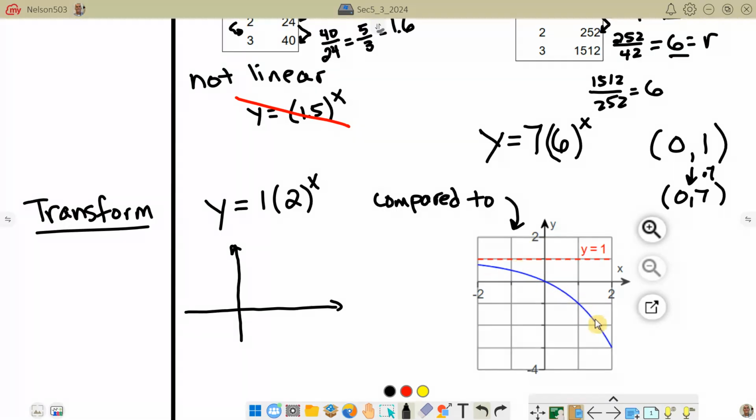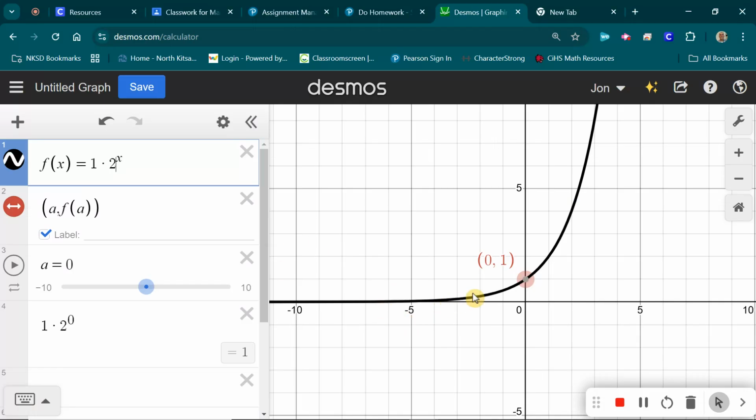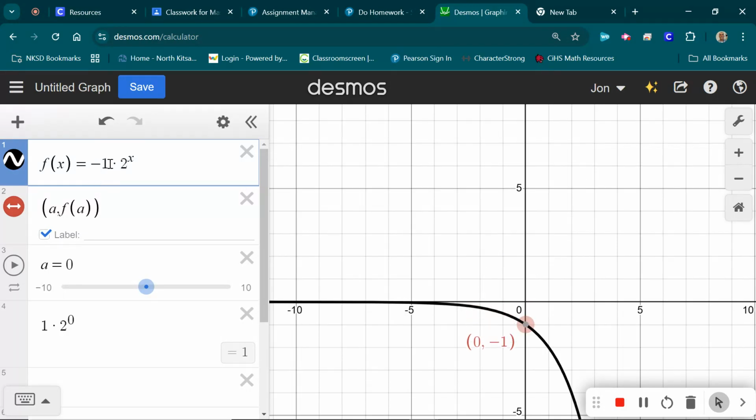This guy over here was decreasing. This one over here is increasing. Well, how could I make this guy right here decrease? Couldn't I flip it over the x-axis? So I could do a little reflection on it by putting a negative out front. So we're pretty good at reflecting over an axis. So I could reflect it over the x-axis, and now it's a decreasing function. That's one way of doing it.